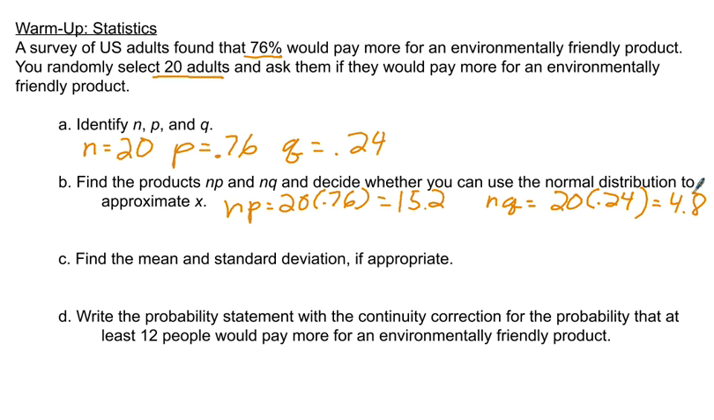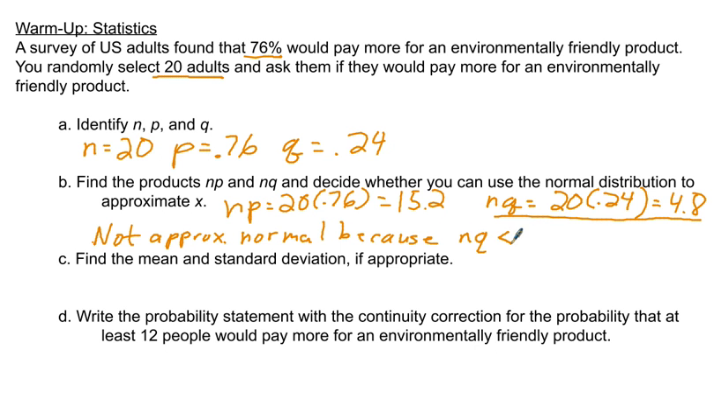Alright, so determine whether we can use the normal distribution. Well, NP and NQ need to both be greater than or equal to 5, and NQ is not. So this is not approximately normal because NQ is less than 5. So this means in part C, finding the mean and the standard deviation is not appropriate.